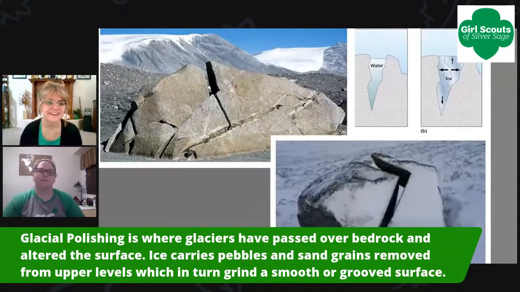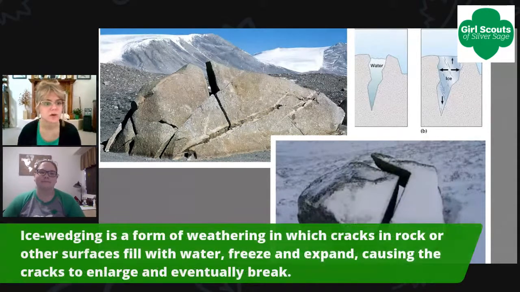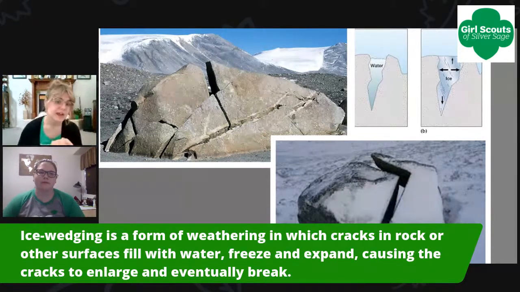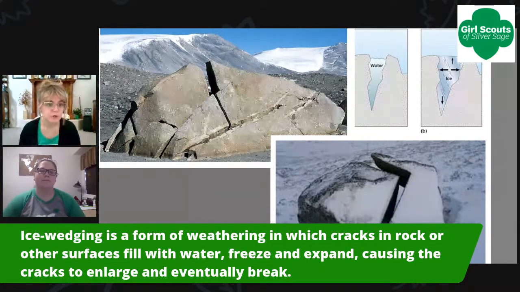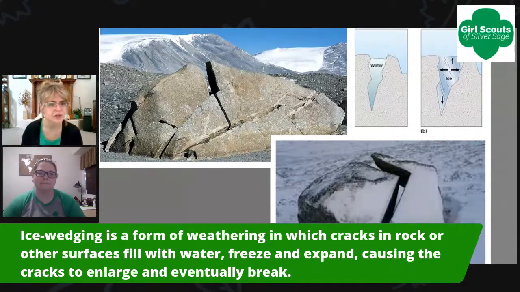The next one, I think this is Sarah's favorite, I'm pretty sure, is ice wedging. So when water gets into a crack or something and it freezes, the ice expands. And so this means that it might occupy a small space, and then as it expands, it starts to break open. So this can happen to rocks like you see in this picture, but it also happens to our roads during the winter. So it's why we might have a lot of road damage after a really bad winter season.